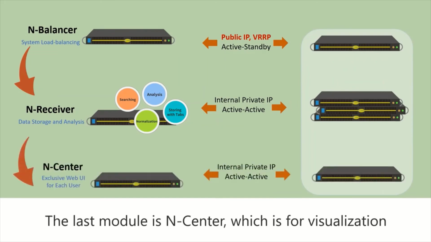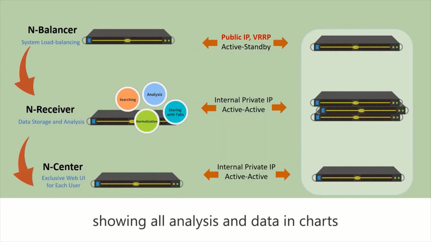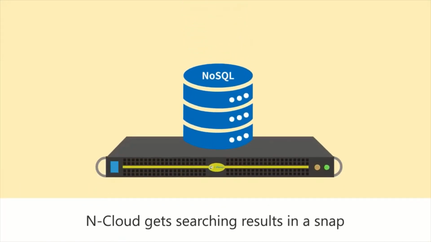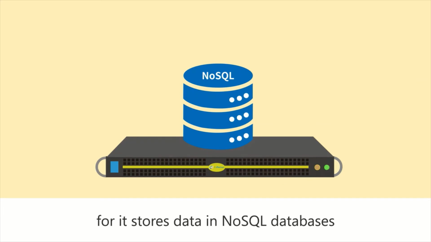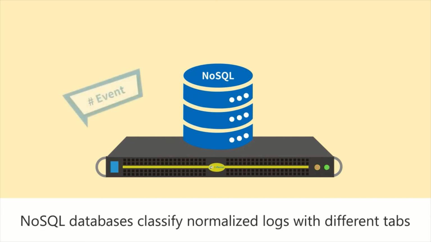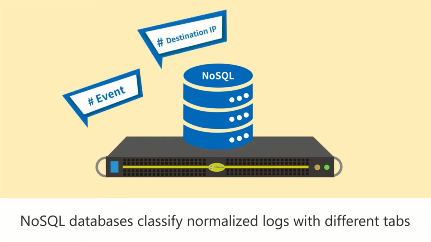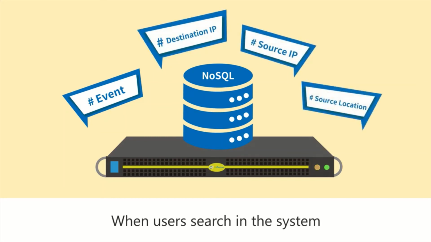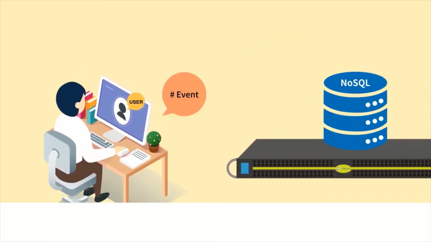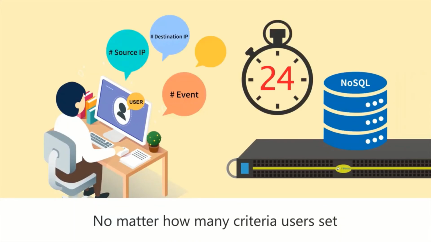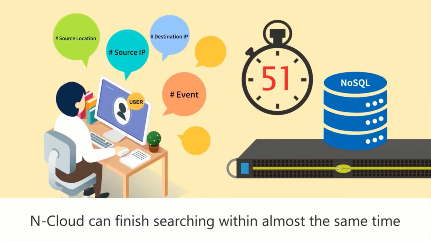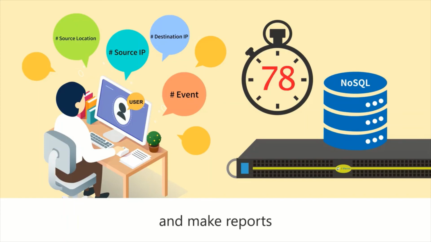The last module is NCenter, which is for visualization, showing all analysis and data in charts. NCOP gets searching results in a snap, because it stores data in NoSQL databases. NoSQL databases classify normalized logs with different tabs. When users search in the system, NCOP checks the tab of each log to find data fitting the criteria. No matter how many criteria users set, NCOP can finish searching within almost the same time and make reports.